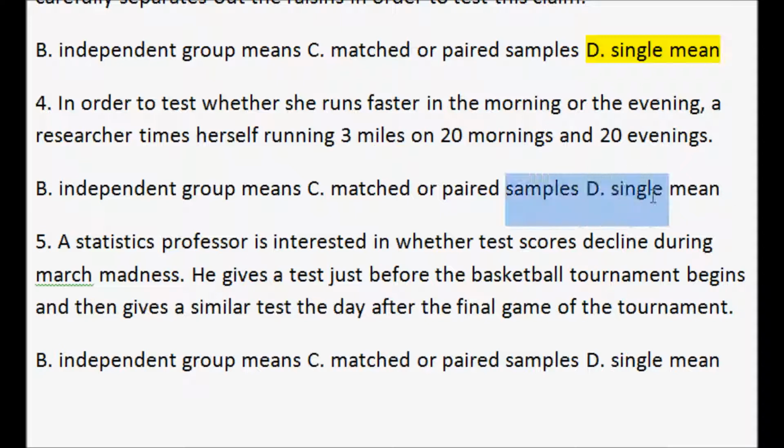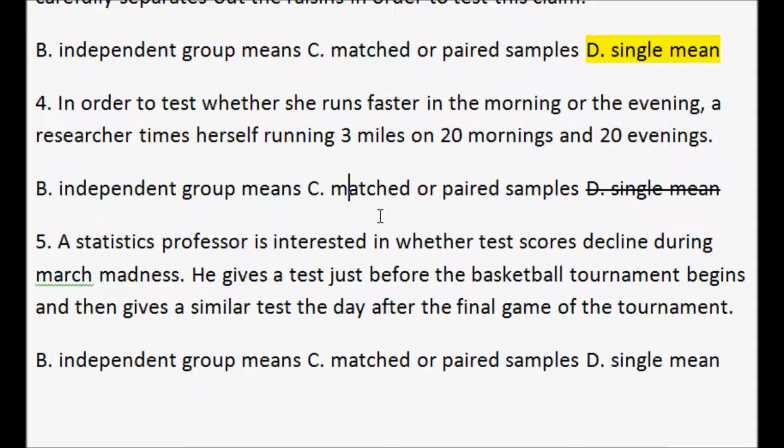So I guess we can eliminate this choice. It's not going to be a single mean because you have two separate samples, two separate groups. The question is, is this matched or is it independent? Now, it's not entirely clear how she's doing this experiment, but being a runner myself, I can say that I probably would not choose to run 3 miles in the morning and the evening in a given day. I certainly wouldn't do that for 20 days. I'd choose to run 3 miles on 20 different mornings and then 3 miles again on 20 other evenings.